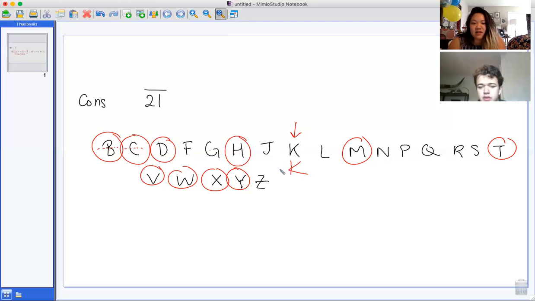Isn't A also one that could be used? But remember the condition, given that it's a consonant. Oh yeah, it has to be a consonant. Because I think all of the vowels are symmetrical. But I think we want to count K because depending on how you draw K, it could be symmetrical. But the other ones that I didn't circle, there's no way for them to be symmetrical.